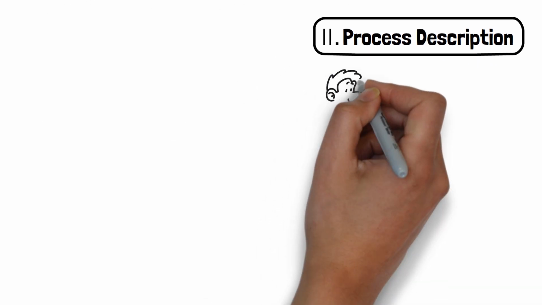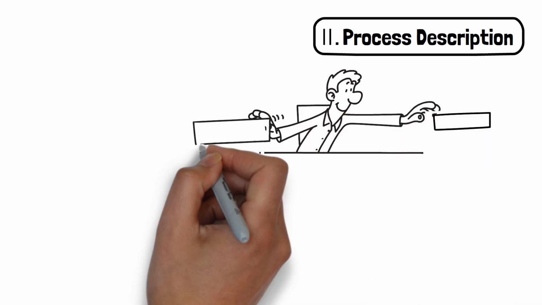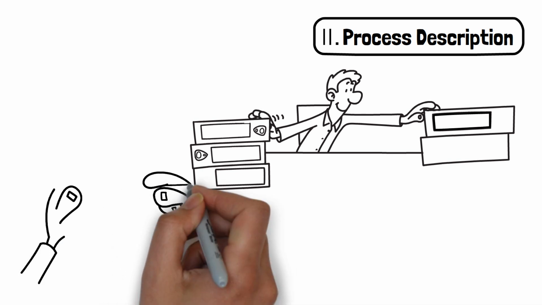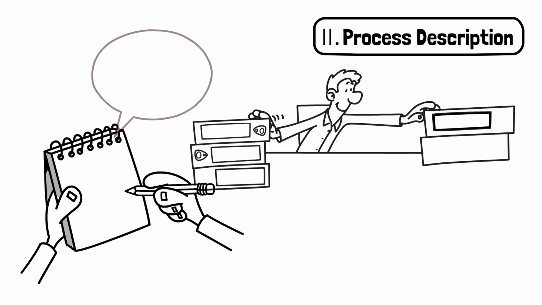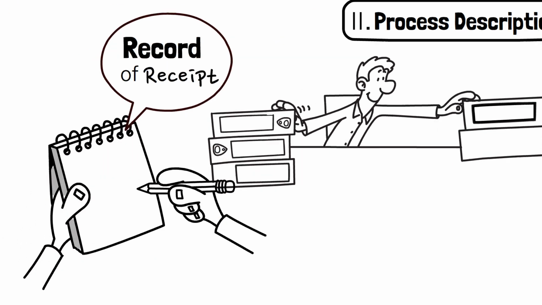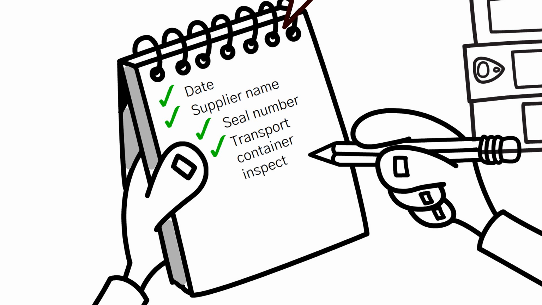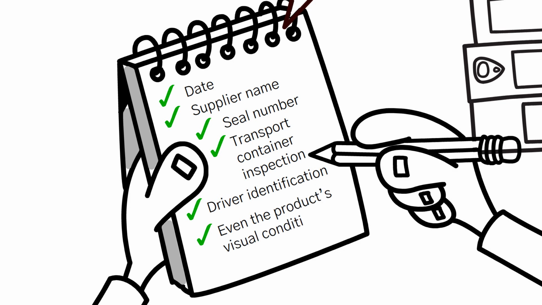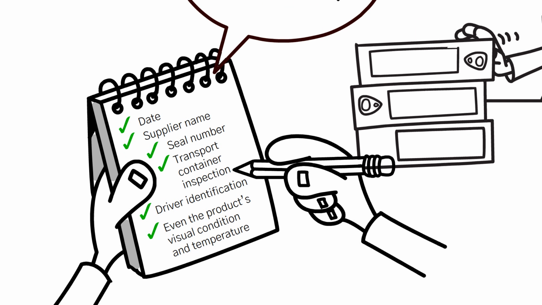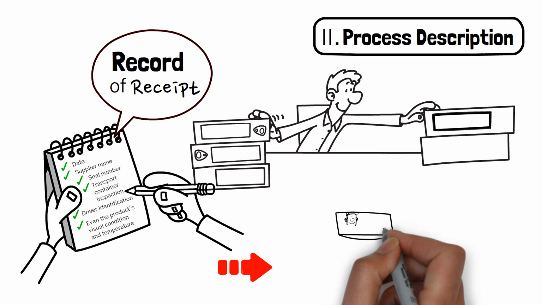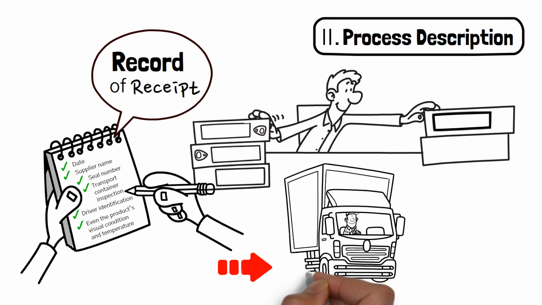Second, process description. The Inbound Supply SOP is all about checking for security and quality issues as products arrive. These checks are recorded on the record of receipt, which includes details like the date, supplier name, seal number, transport container inspection, driver identification, and even the product's visual condition and temperature. This information confirms that each item was inspected properly before it entered our warehouse.